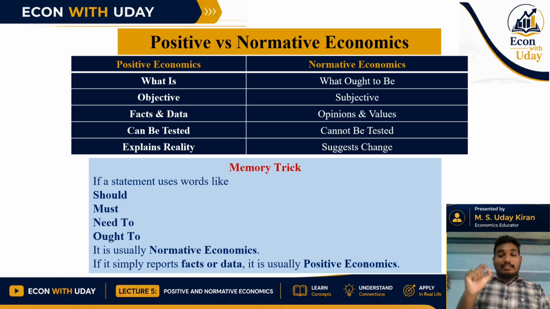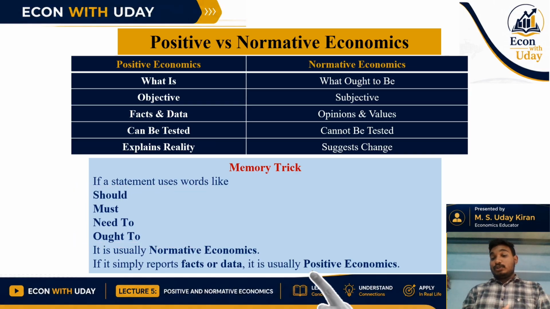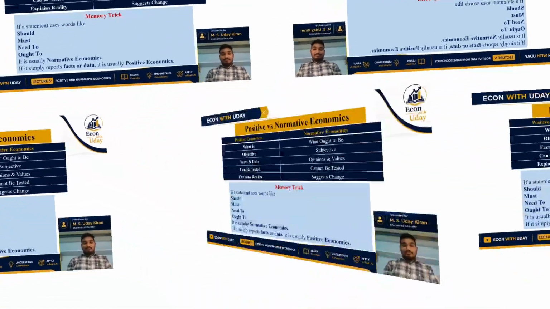For easily understanding or easily keeping in mind, you can use this memory trick. If a statement uses words like should, must, need to, ought to, it is usually normative economics. If it simply reports facts or data, it is usually positive economics.